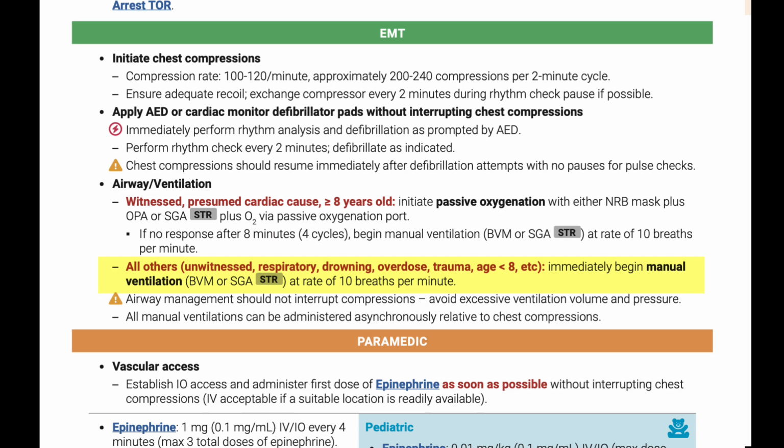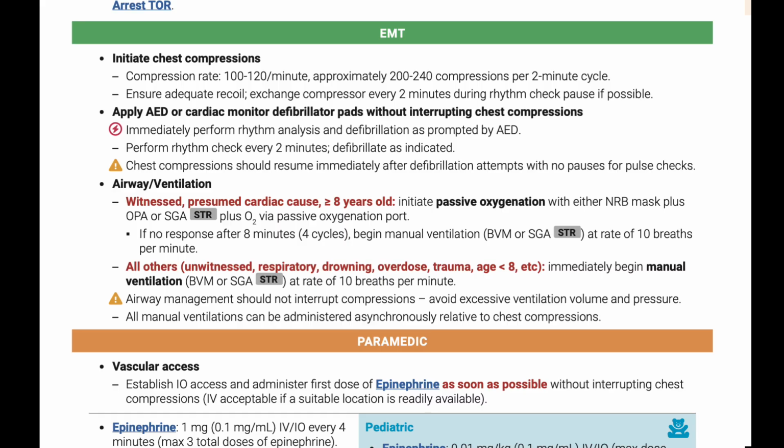Very important though, we are no longer adhering to any type of 30:2 ventilation ratios. Unnecessary complexity. All you have to know is that the ventilation rate is 10 breaths per minute, or 1 breath every 6 seconds, and that ventilation can be administered asynchronously relative to chest compressions. And by the way, this is true of all ages.